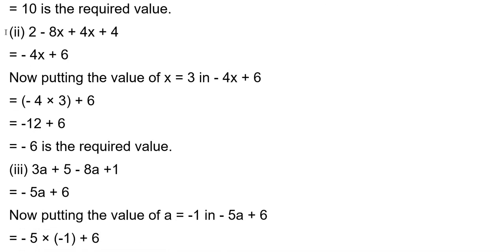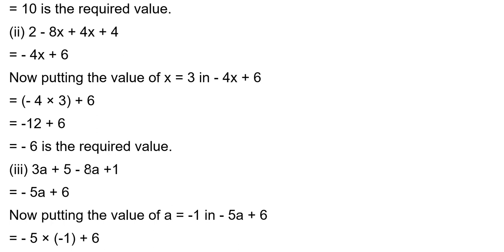Second problem: 2 minus 8x plus 4x minus 4 plus 4. Minus 8x plus 4x is minus 4x, plus 4 plus 2 is equal to 6. Now putting x value is 3, we get minus 4 into 3 is minus 12, plus 6. Minus 12 plus 6 is minus 6.